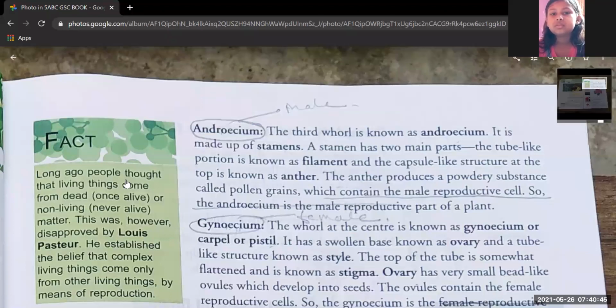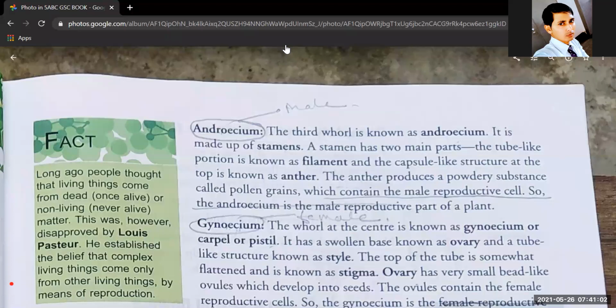Long ago, people thought that living things come from dead, once alive, or non-living, never alive matter. This was, however, disproved by Louis Pasteur. He established the belief that complex living things come only from other living things by means of reproduction.